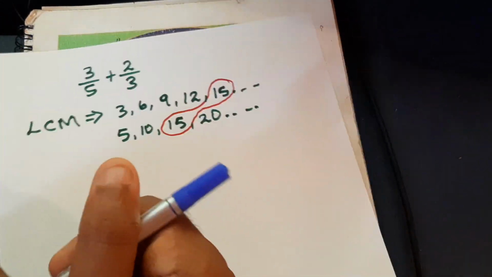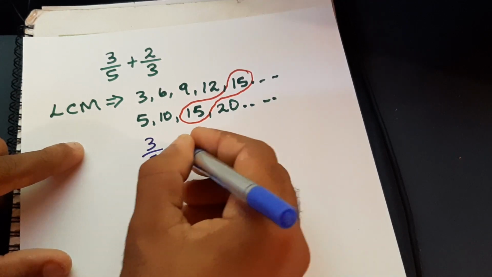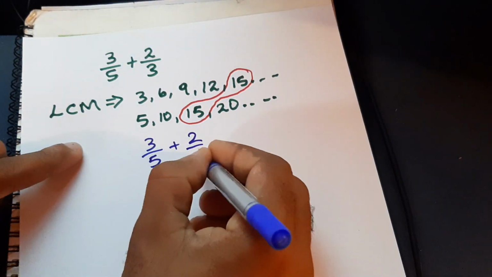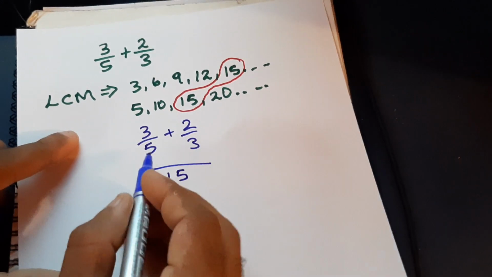So let's go ahead and solve this. So I'm going to have 3 over 5 plus 2 over 3. So what's the LCM again? LCM is 15. So I'm going to say 5 into 15 goes 3 times.